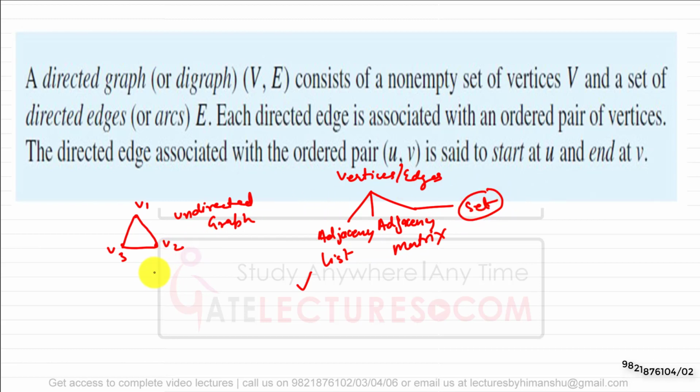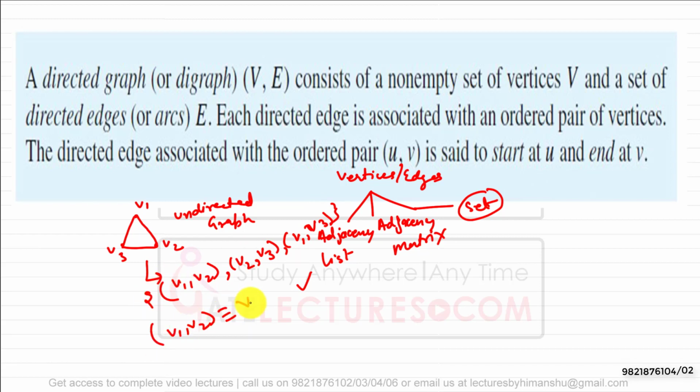Now when we have an undirected graph, in this set we represent unordered pairs of vertices. Unordered means we can have v1 comma v2, there is an edge; between v2 comma v3 there is an edge; between v1 comma v3 there can be an edge. It represents that v1 comma v2 is equivalent to v2 comma v1. This is the case of an undirected graph, which means the order does not matter.